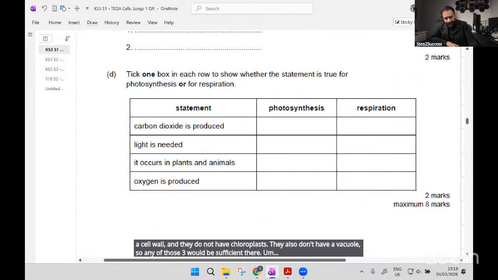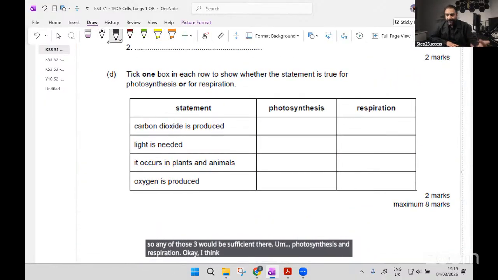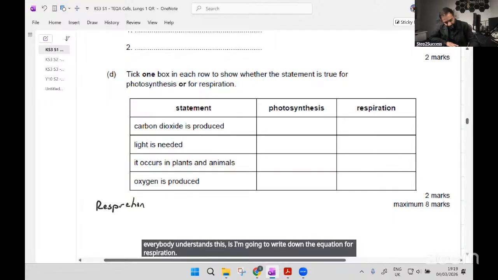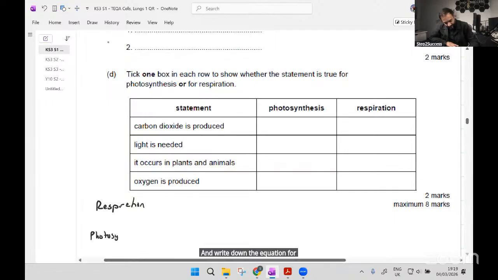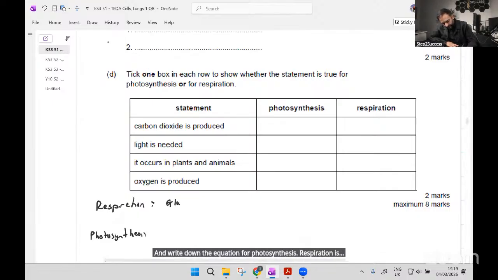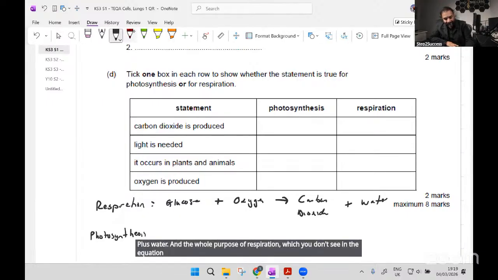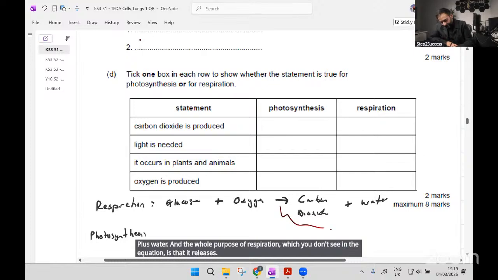Photosynthesis and respiration. Okay, I think what I'm going to do very quickly, just to make sure everybody understands this, is write down the equation for respiration and the equation for photosynthesis. Respiration is glucose plus oxygen, arrow, carbon dioxide plus water. And the whole purpose of respiration, which you don't see in the equation, is that it releases energy.